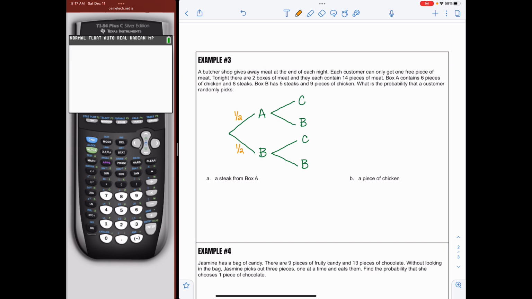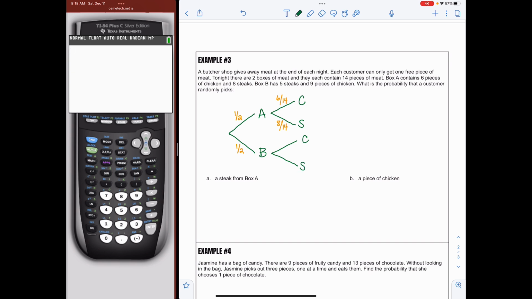And then if we look at box A, they all have 14 pieces of meat. So box A contains 6 pieces of chicken. So the probability of you getting a piece of chicken out of box A is going to be 6 out of 14 pieces. The probability that you're going to get a piece of beef, or get a steak, is going to be 8 out of 14. And if you want, instead of writing a B here, if you want to make that an S for steak, that is fine.